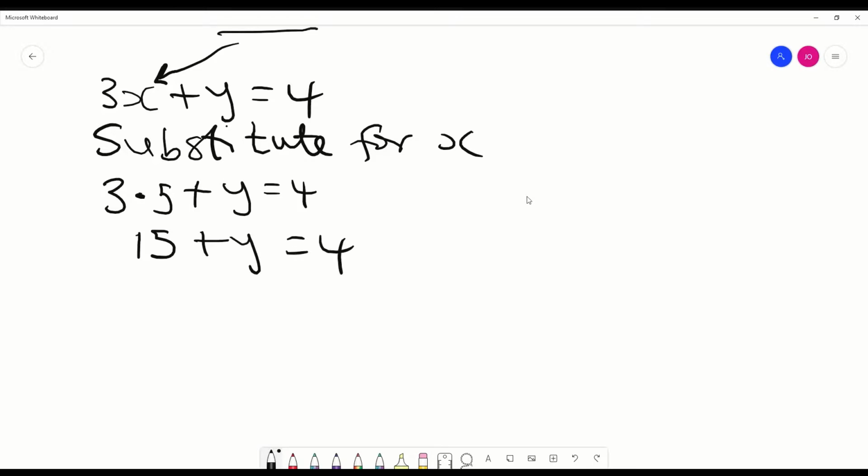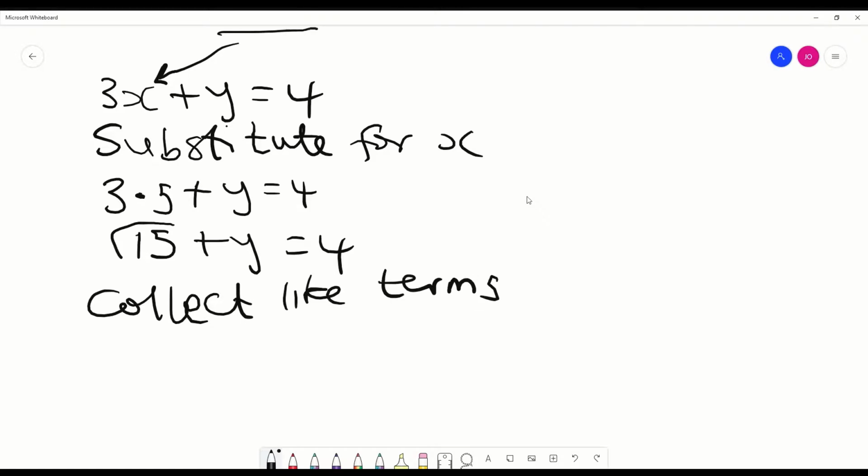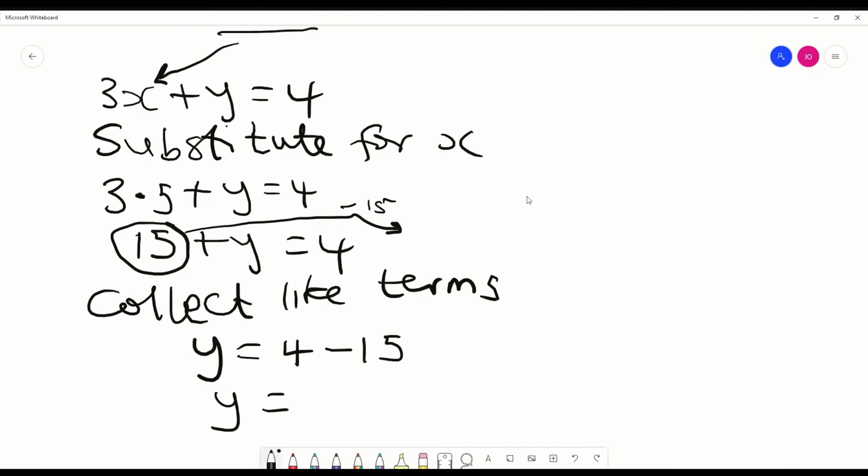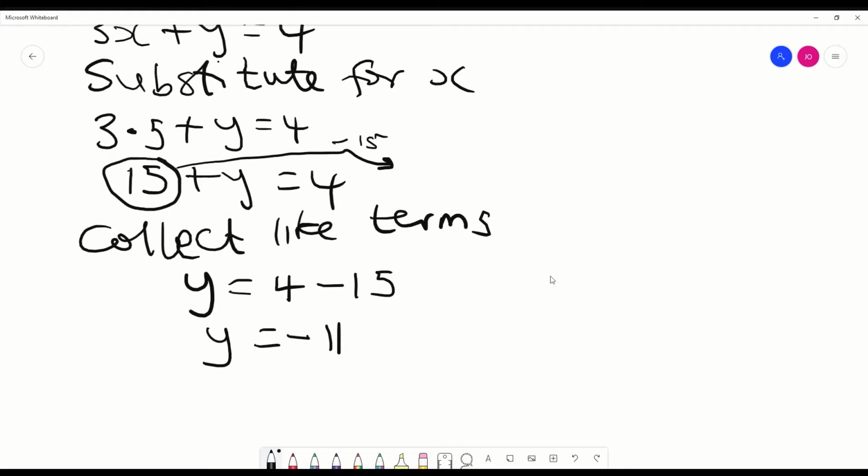And what we do in this case is we collect like terms. I would say moving this number across to the other side. Because it's a positive 15 and it's moving across the equal sign, it becomes negative 15. What we're trying to do here is to make sure the unknown variable y is on one side of the equation. So we have y is equals 4 take out 15, which would produce a negative number, negative 11. So that's our answer for y, negative 11.